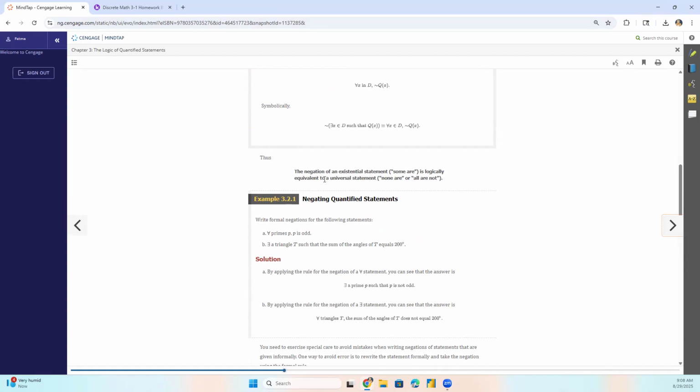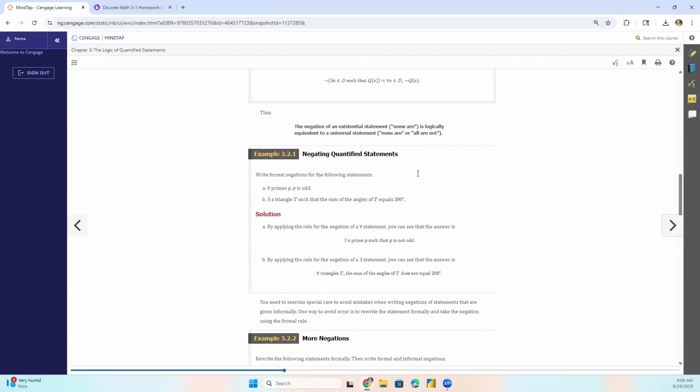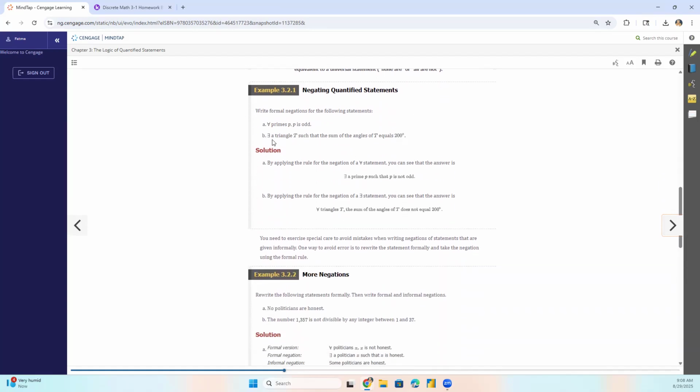We have to know these important rules for the homework questions. For example, take the statement: all primes P are odd, and we want to negate this sentence. Its negation is there is at least one prime P that is not odd. So the upside down A changes to the weird looking E, and "is odd" changes to "is not odd."